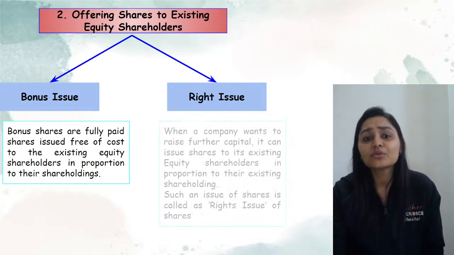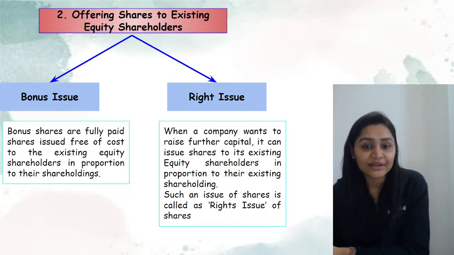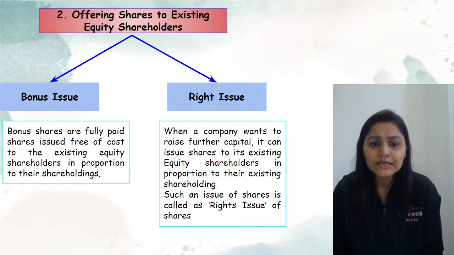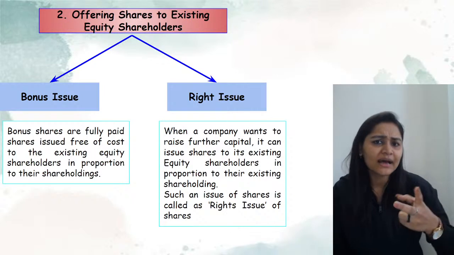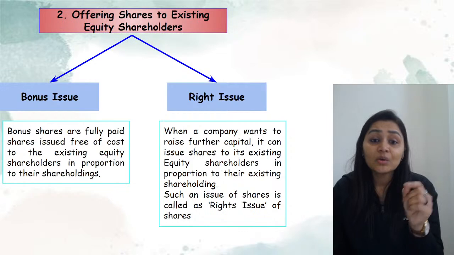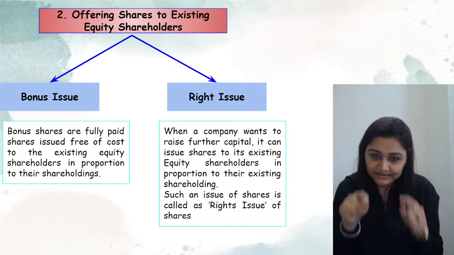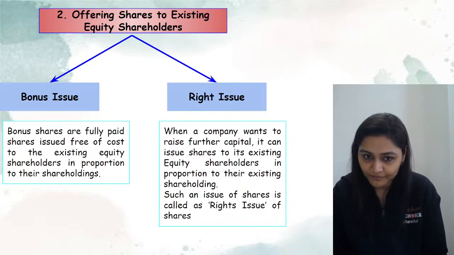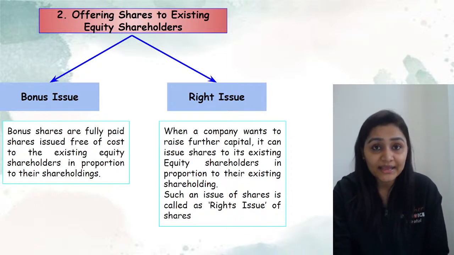Now, the existing equity shareholders are given the right issue shares, which means that the existing equity shareholders are again made some shares available with respect to their current shareholding, but this time it is not free. When a company wants to raise further capital, it issues shares to the existing equity shareholder in proportion to their existing shareholding. Such an issue is called as the right issue of the shares.